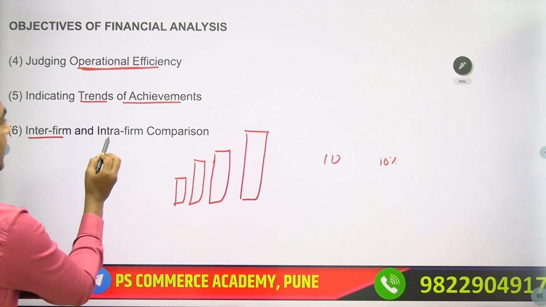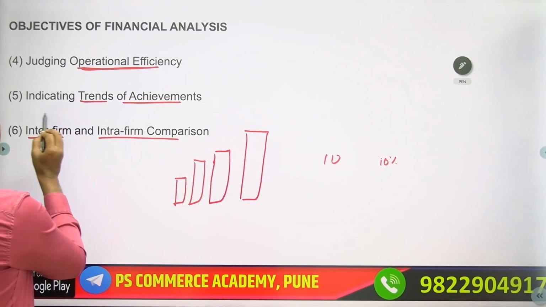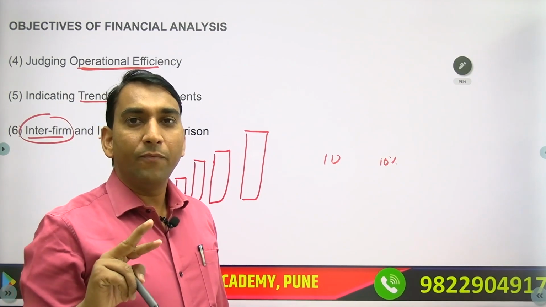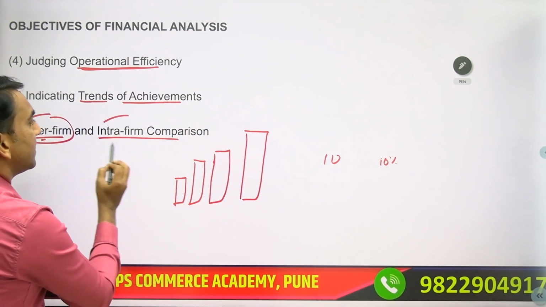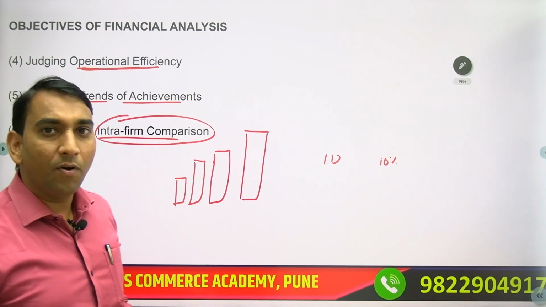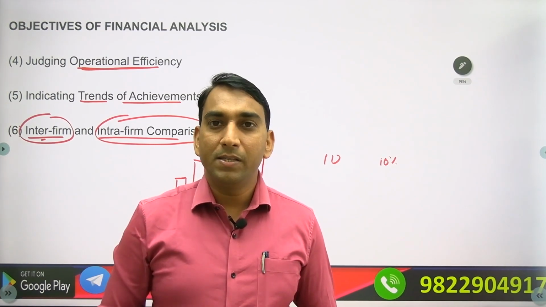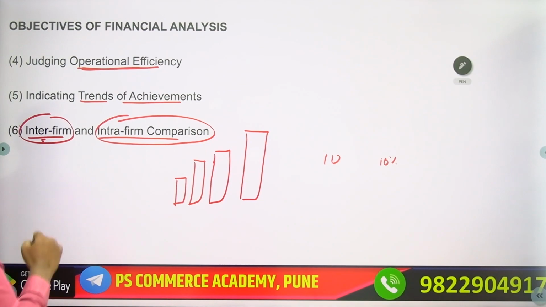Then interfirm and intrafirm comparison. This is very important actually. Interfirm, what does interfirm mean? It is a comparison between two firms, that is called interfirm comparison. And intrafirm comparison means a company comparing with itself, that is called the intrafirm comparison. So this is also helpful.